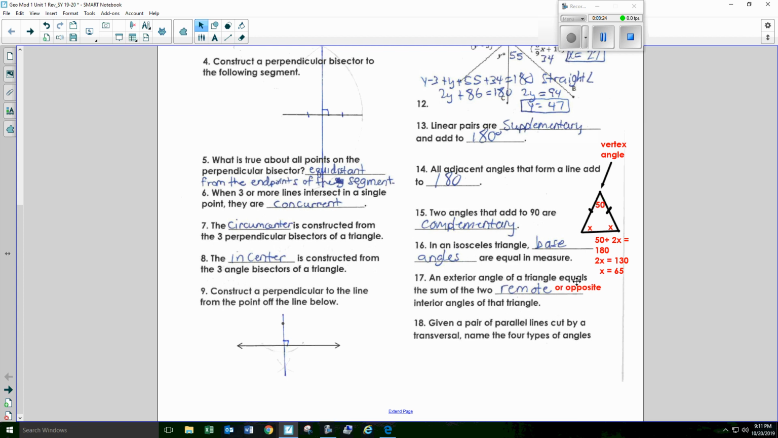Okay, it just depends on the book. Remote or opposite interior angles. I think we'll see that on the next page. Okay, an example of it where you actually do solve it. This is just the vocab part.